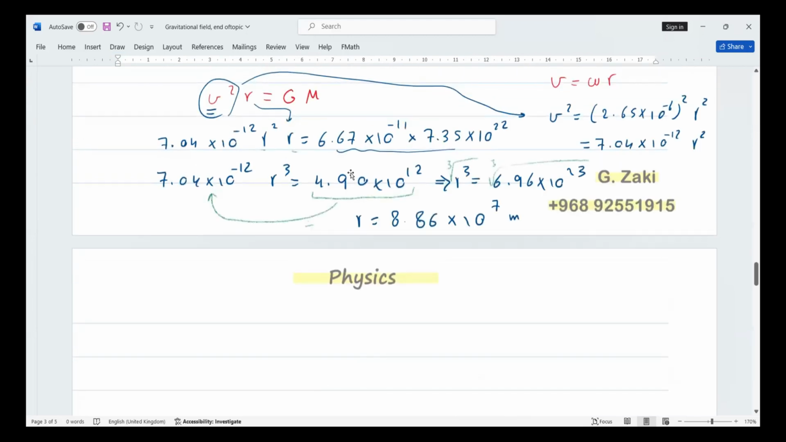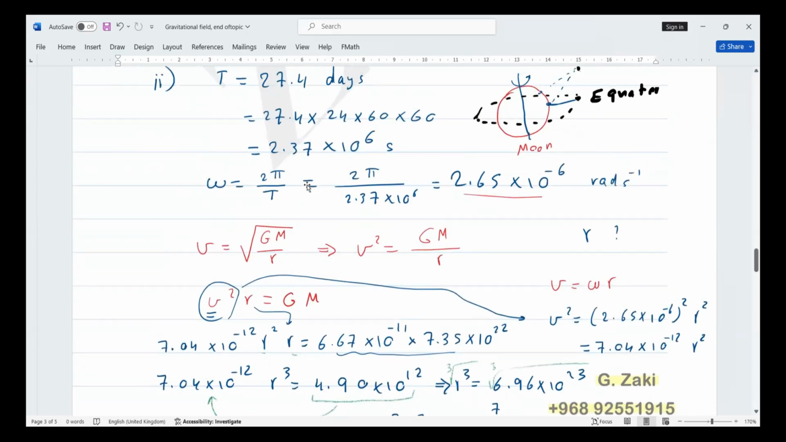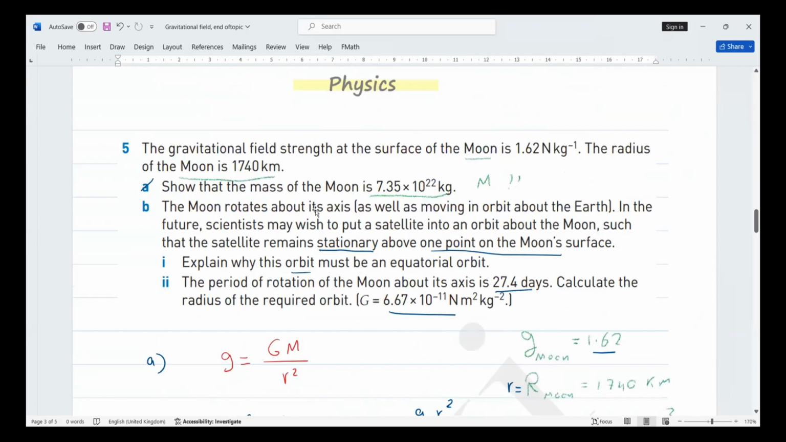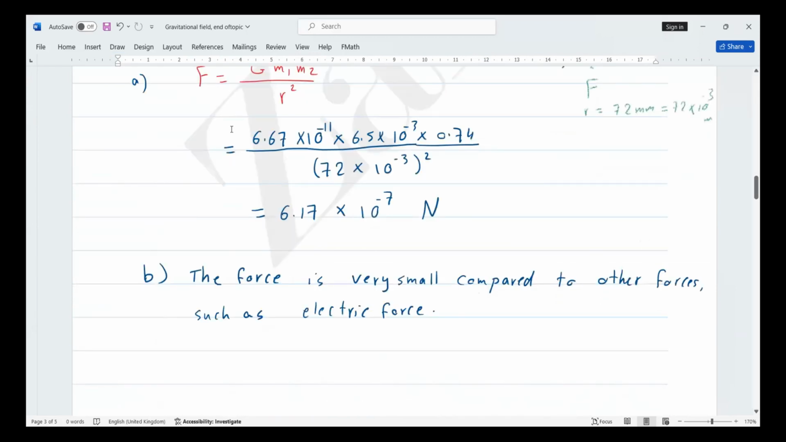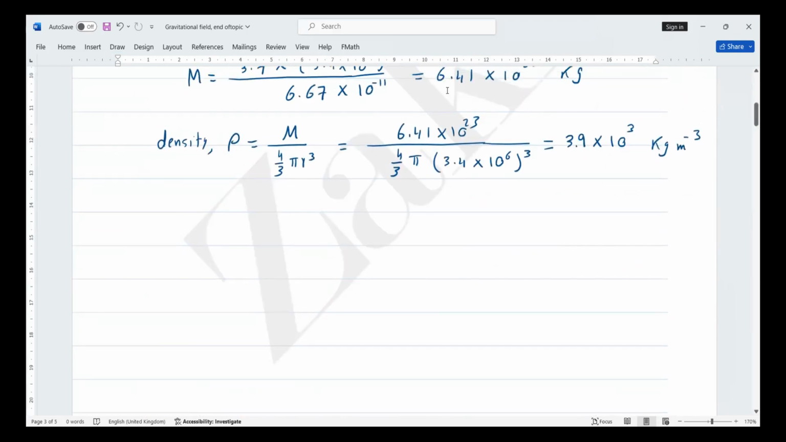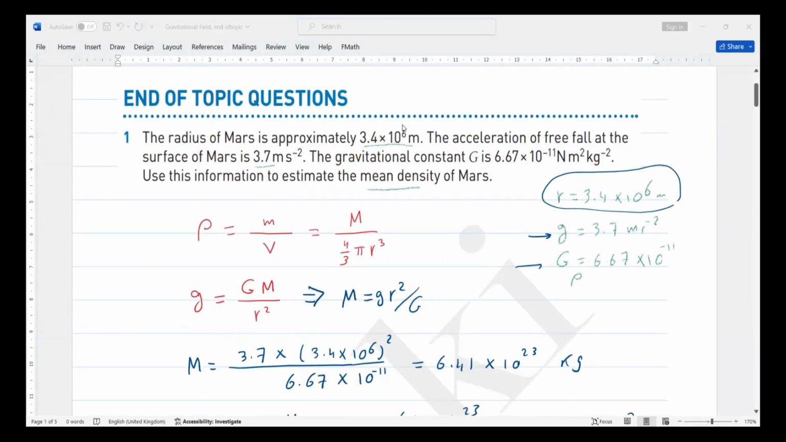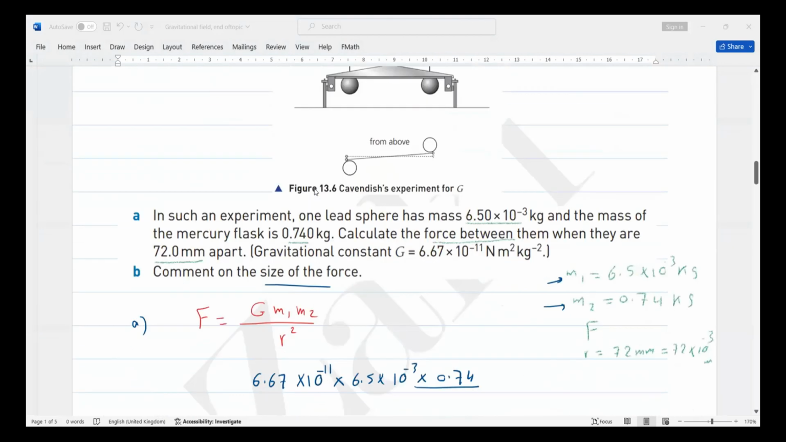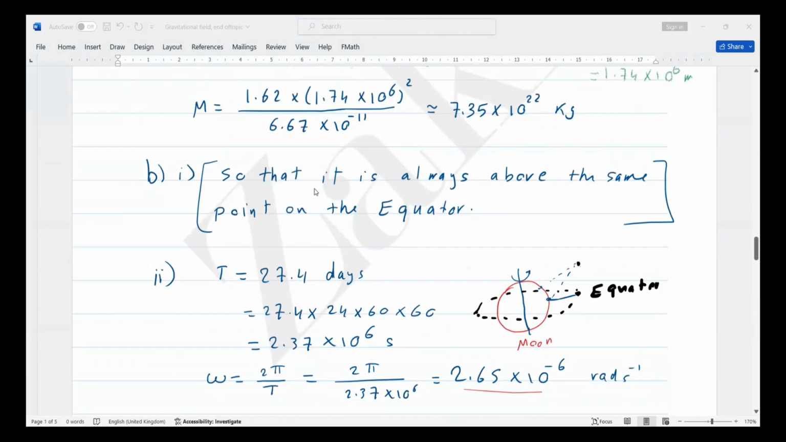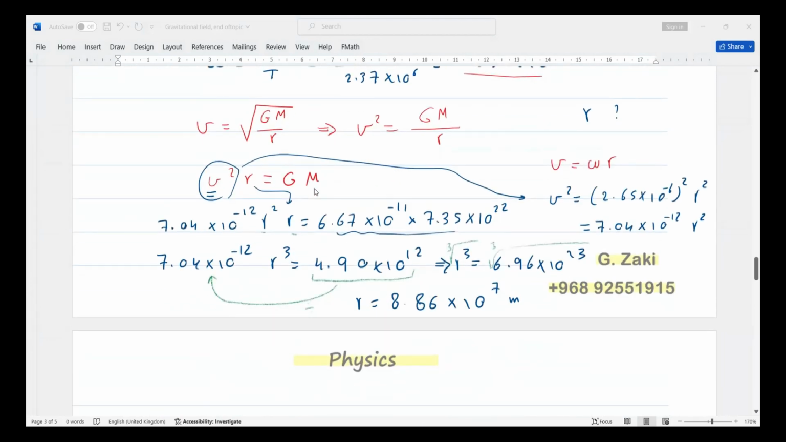Now, there are no other questions in the syllabus at the end of the topic, just those 3 questions. Again, I repeat: the questions from the end of this topic related to our syllabus are question number 1, question number 4, and question number 5. I advise you to re-solve them. That's all. If you have any question in the question bank, you can tell me.